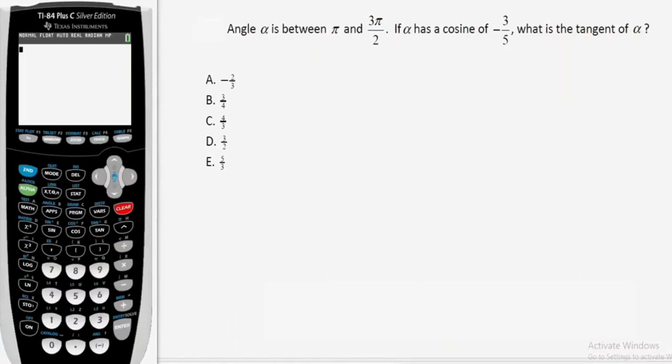In this video, we are going to learn how to solve this ACT math question using the TI-84 plus scientific calculator easily and fast. So ensure you stay with me till the very end of this video. As usual, you guys are going to learn a lot.